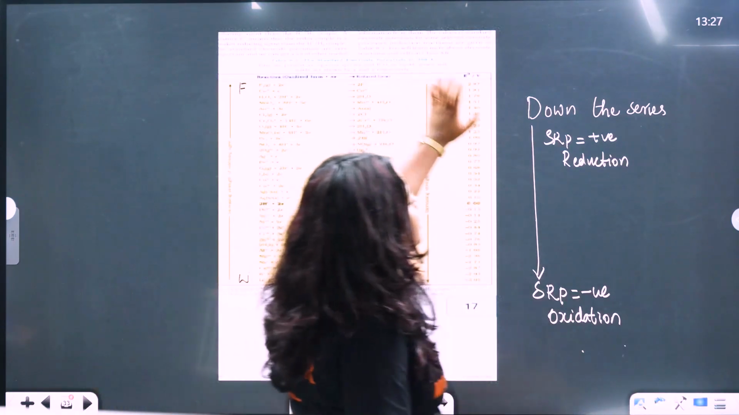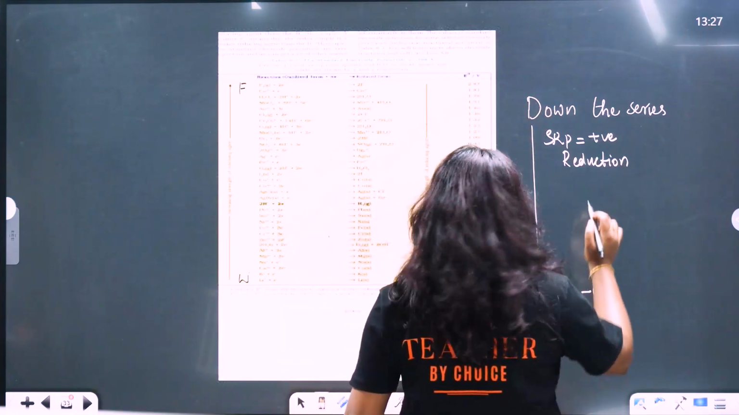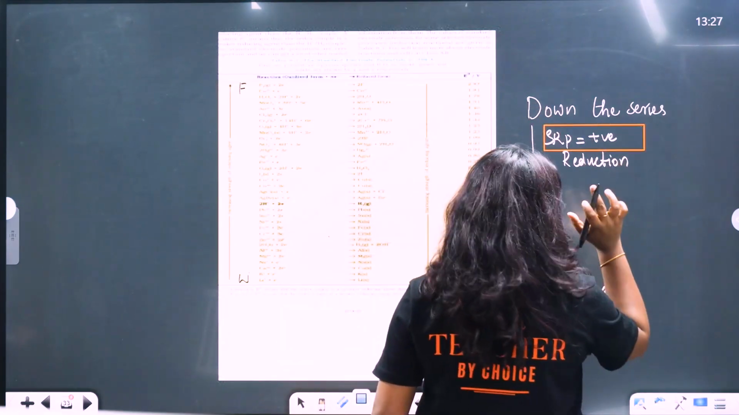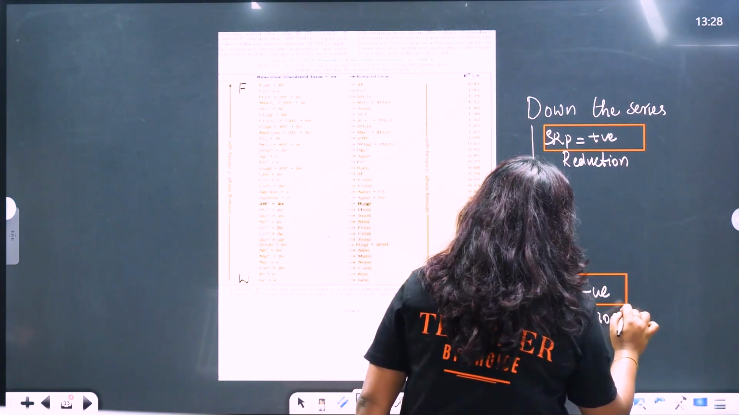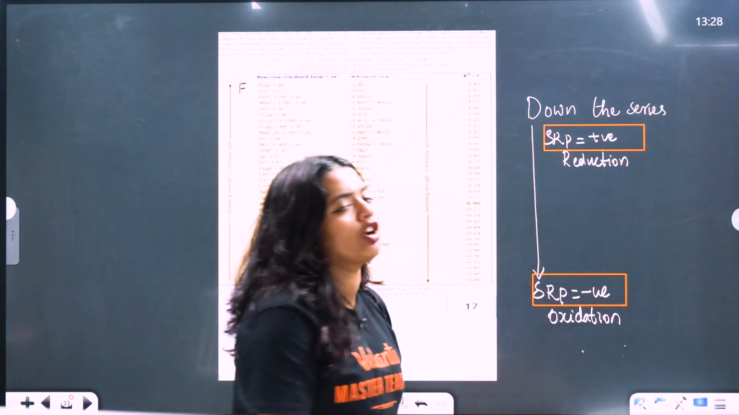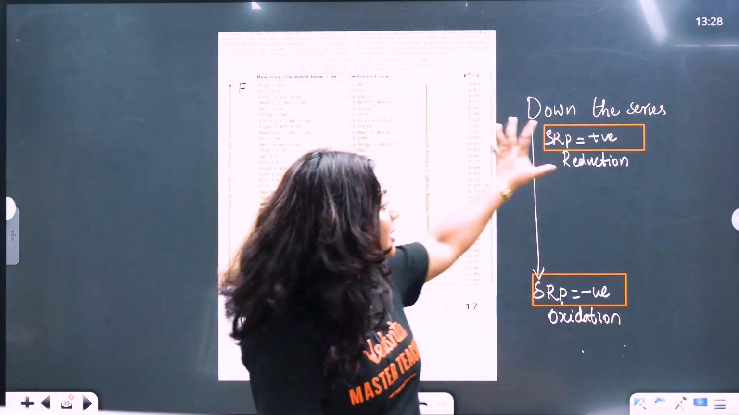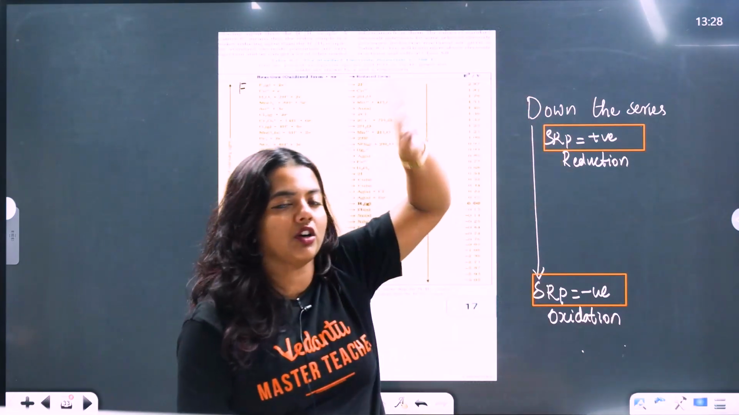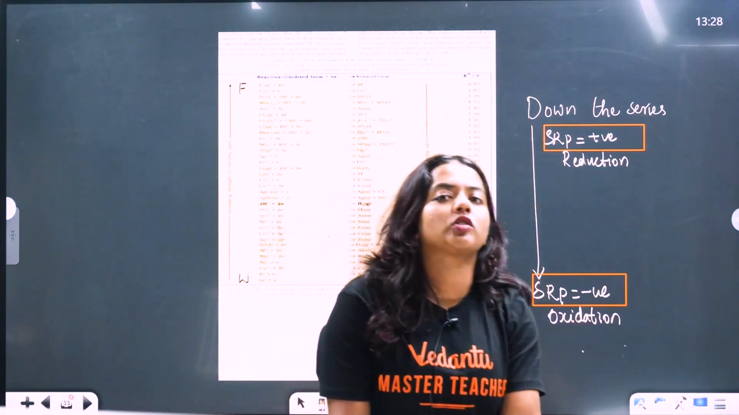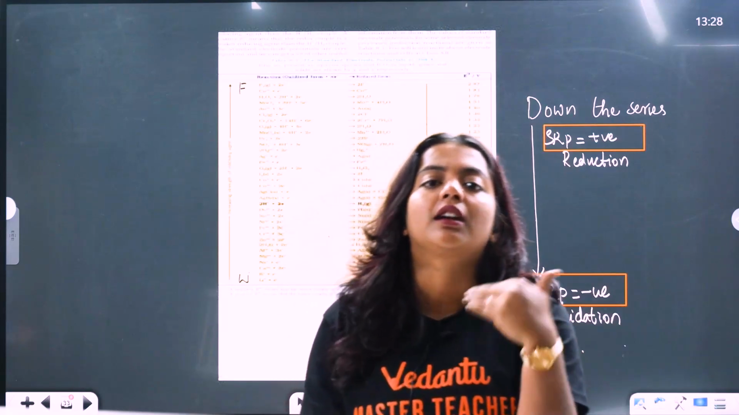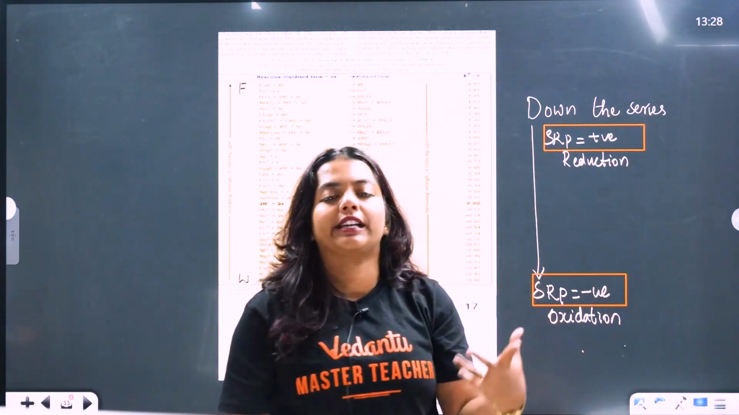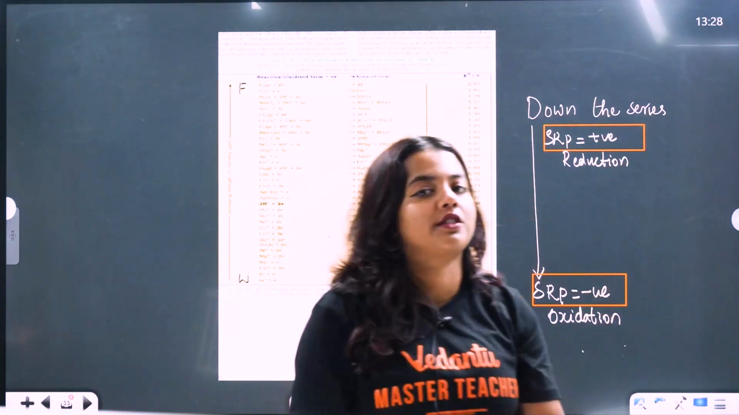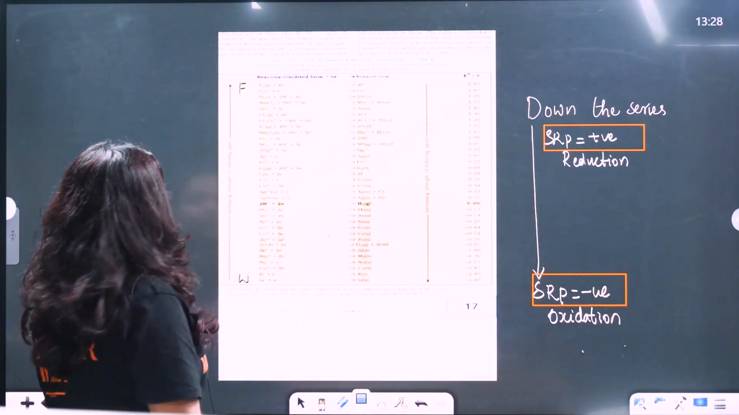So down the series, SRP, the standard reduction potential, was positive at the top. But as we come down, the standard reduction potential, which is reduction, not oxidation, becomes negative. And when it becomes negative, of course, what will they undergo? Oxidation. Clear everyone? Clear.